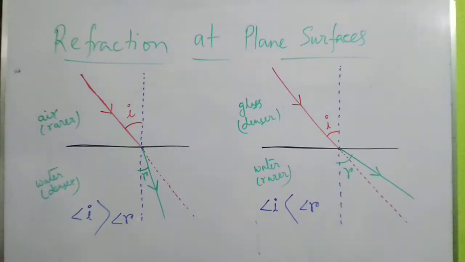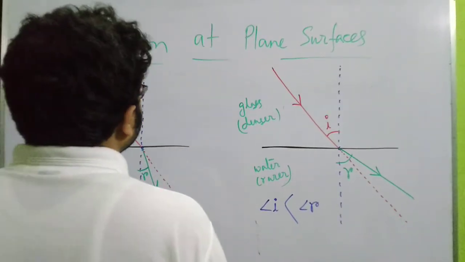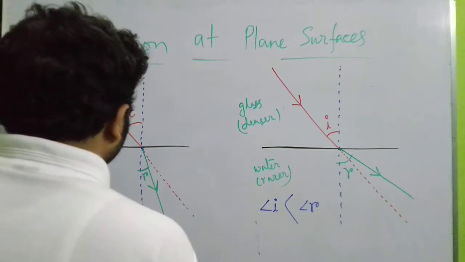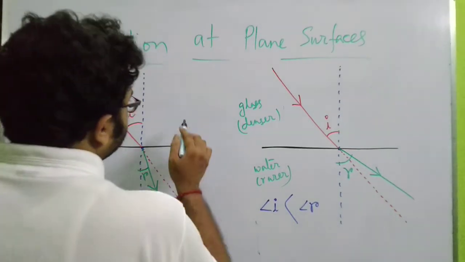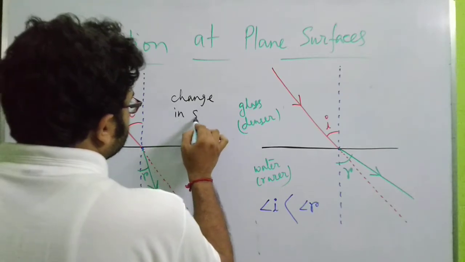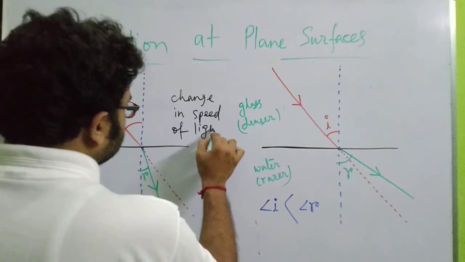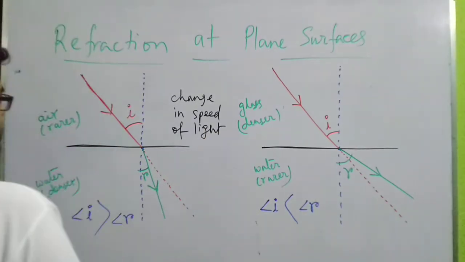And why does this refraction take place? Refraction takes place because of the change in speed of light. Remember this point: refraction is taking place due to change in speed of light.